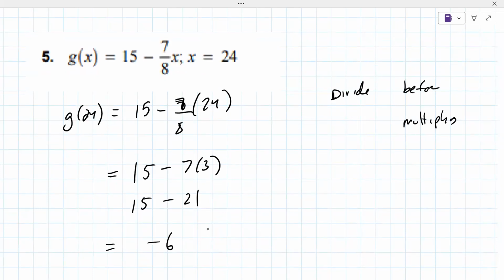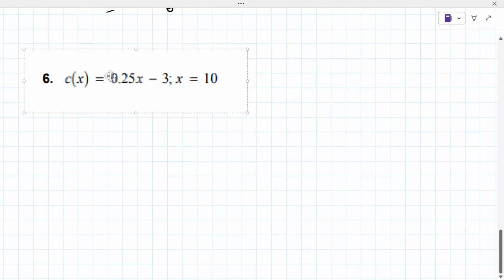So then, g of 24 is -6. Yep, very good. How would you rate the difficulty of these? They're not too difficult, but they're tricky. All right. Why don't you try this one? I'm going to just step away for a moment. I've got to deal with a pesky cat. I'll be right back.